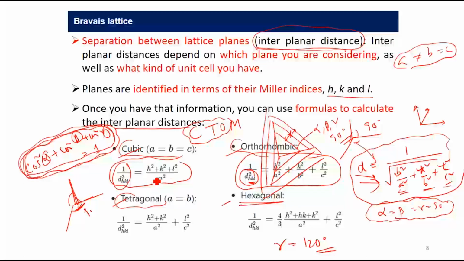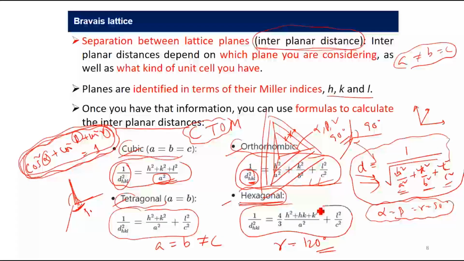In case of cubic, this becomes a square. Why? Because cubic has a equal to b equal to c, so we can replace all of them with a square. In case of tetragonal, you remember a is equal to b not equal to c. So in case of these three, remembering this formula is enough. But for hexagonal, things are different. For hexagonal, you have to remember this formula. You don't need to worry about the derivation of this.